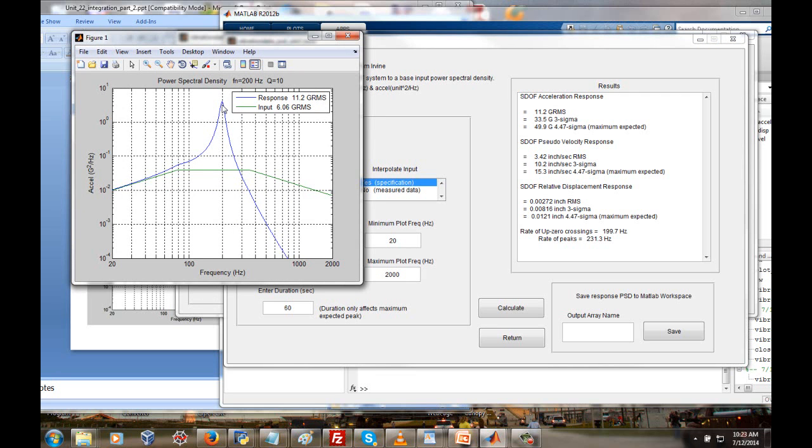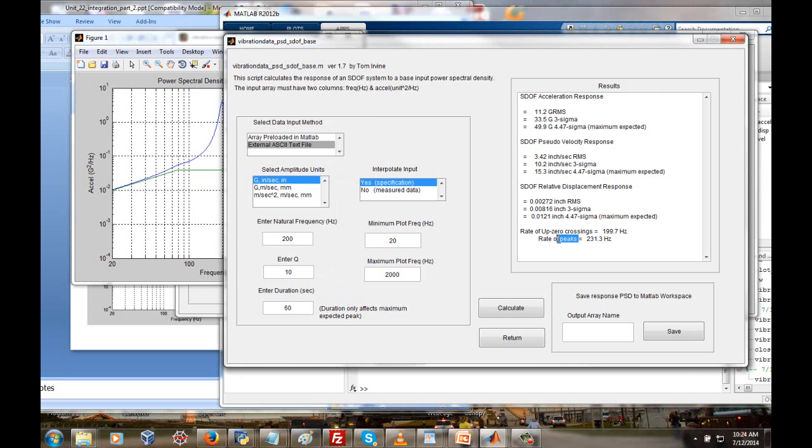That all makes sense. Then we can also look at the rate of peaks, because even though we have a 200 hertz response, there's still some high frequency components as well as some low frequency components superimposed against that 200 hertz response. So little ripple effects occur, and little local peaks and valleys occur along the way. And due to the occurrences of all those local peaks and valleys, the rate of peaks is actually a little bit higher. In this case, it's about 15% higher, at 231.3 hertz.